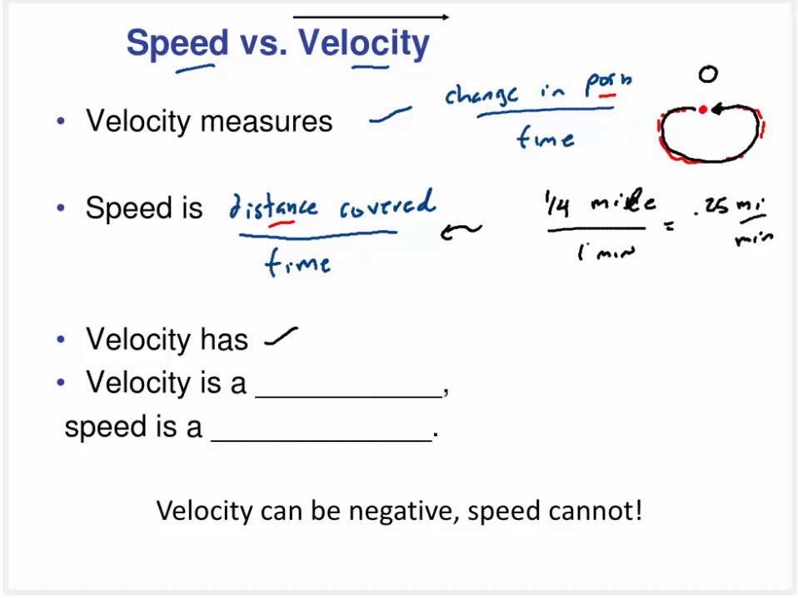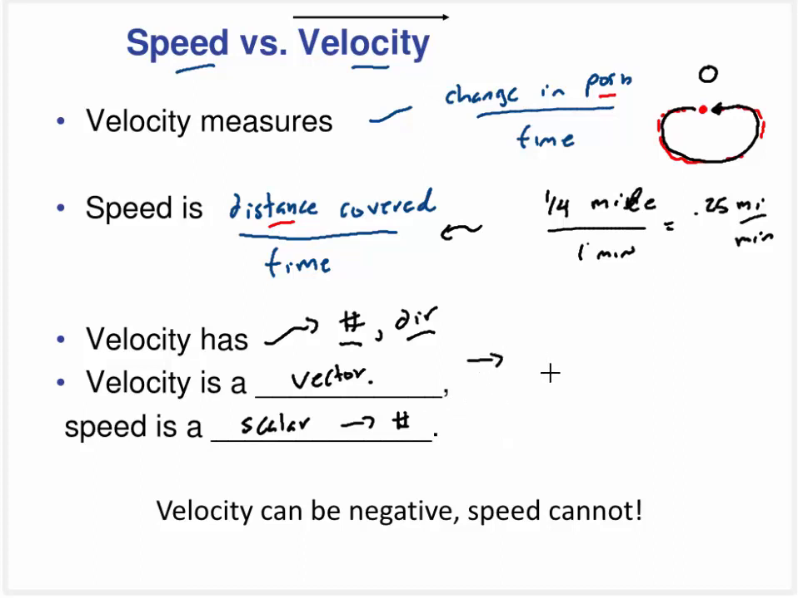The difference is velocity is going to have a number associated with it and a direction, and what that means is velocity is something called a vector. A vector quantity has a number, a magnitude, and a direction. Speed just has a number associated with it, so it's actually going to be something called a scalar quantity. And a scalar quantity has a number associated with it, but does not have a direction.